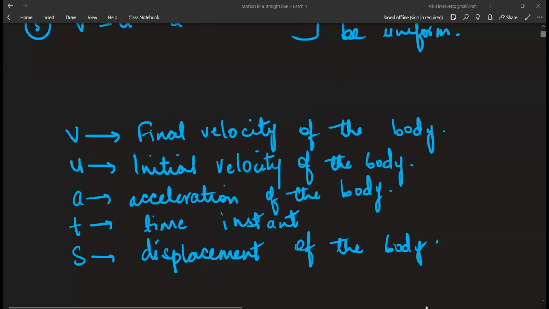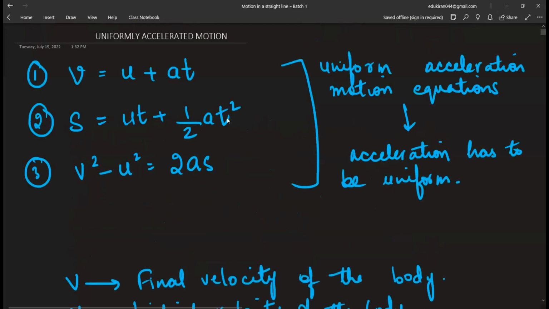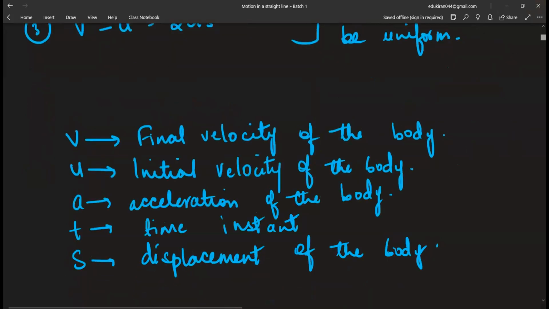V is equal to U plus AT. S is equal to UT plus half AT square. V square minus U square is equal to 2AS. Write this down first, then we'll see the questions part.